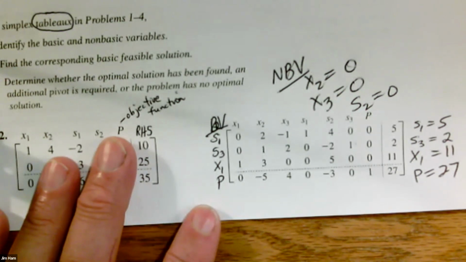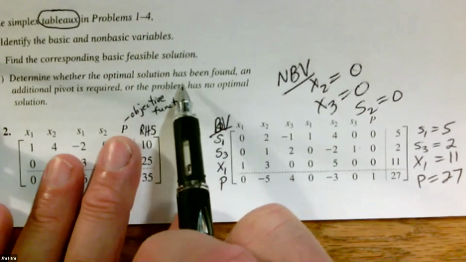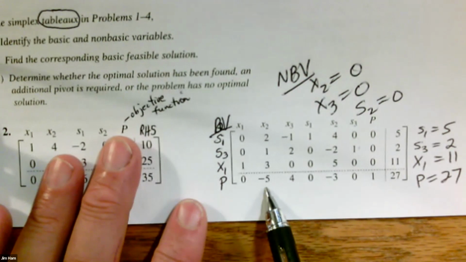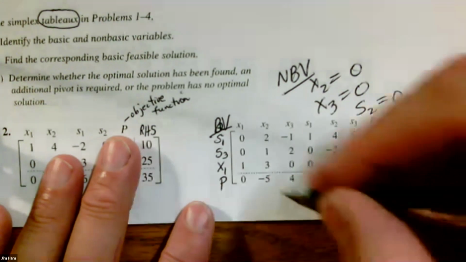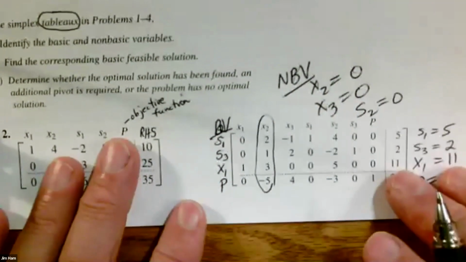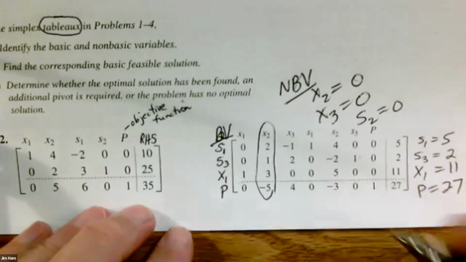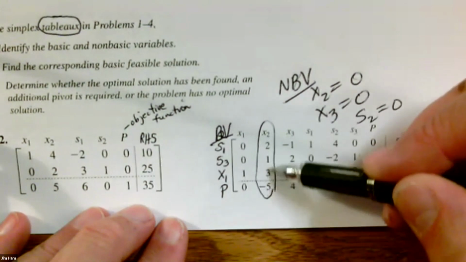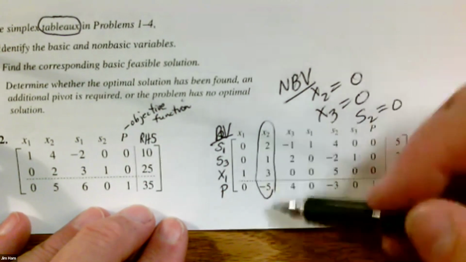The next question they'll ask is, is this the optimal solution? And what do you look for? Determine whether the optimal solution has been found. And the answer is it has not been found if you see negatives in the bottom row. So since there is a negative in the bottom row, you have to repeat. We're going to repeat another set of row operations. And generally what we try to do in those row operations is we try to change these numbers here from what they are to a 1 and 3 zeros somewhere.